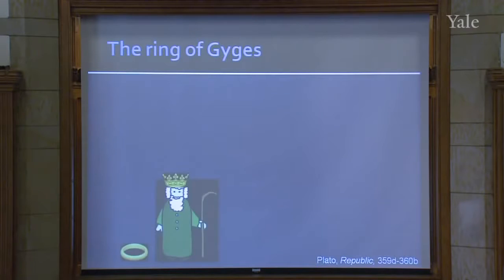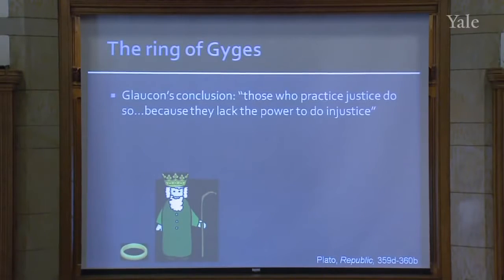So that's the story of the Ring of Gyges. Now, why is it that Glaucon tells that story? Glaucon tells that story with the expectation that you, upon hearing it, will think that you would act as Gyges did if you had the opportunity to get away with crimes without being caught.